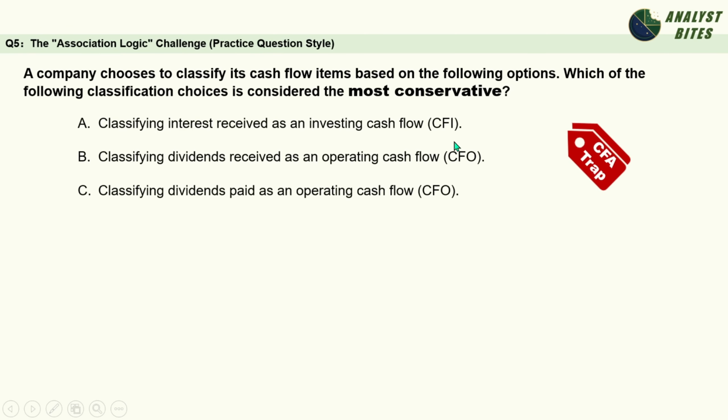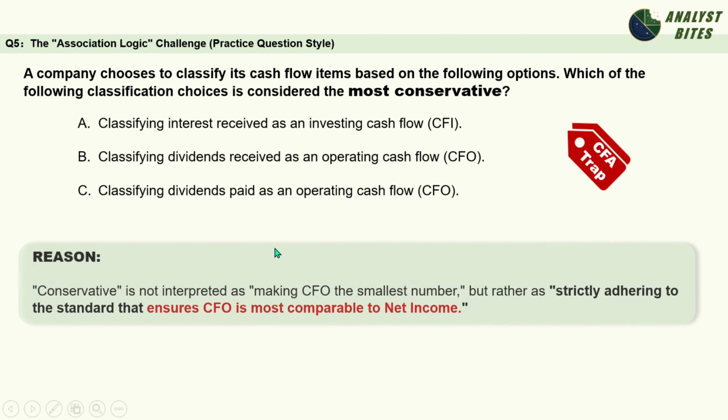The real focus of this question is the principle we discussed earlier. Under US GAAP, the goal is to align cash flow classification with net income. In this context, most conservative means the classification that most accurately matches the reporting of net income. So let's look at the logic. Choice A, classifying interest received as CFI, is incorrect under US GAAP. Choice C, classifying dividends paid as CFO, is incorrect because it's a financing activity. Choice B, classifying dividends received as CFO, aligns perfectly with how it's recorded in net income. Therefore, the correct answer is B.